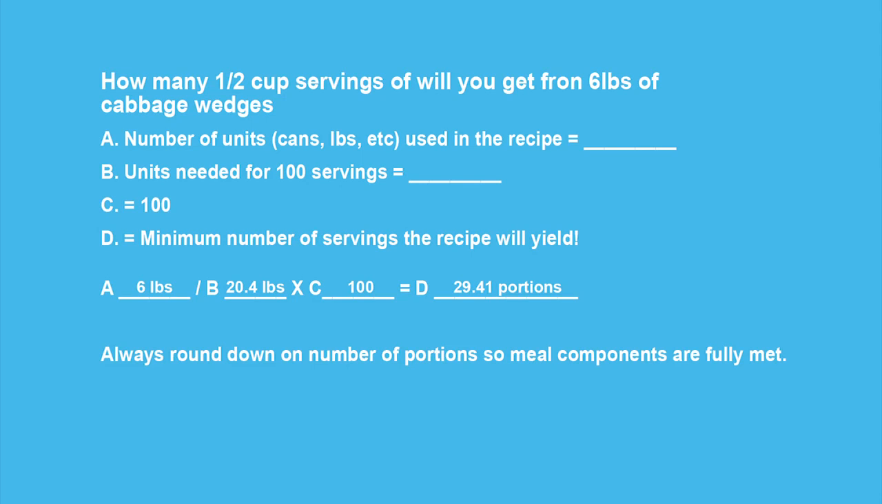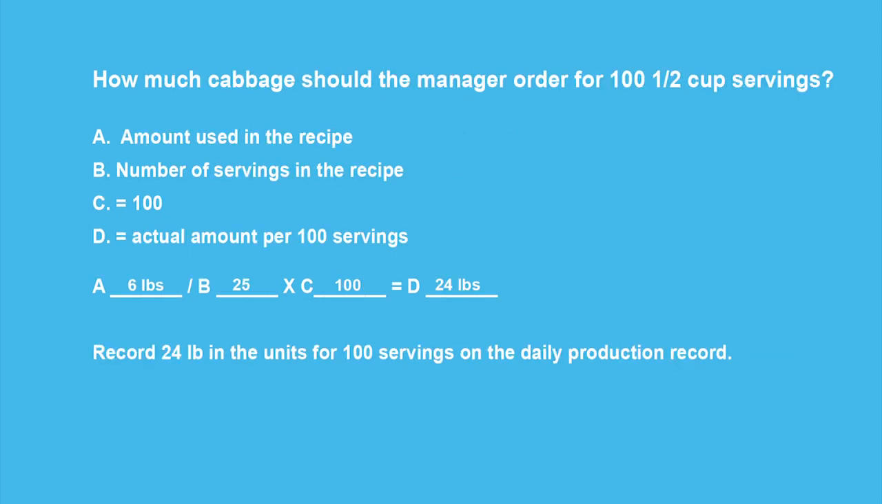6 pounds divided by 20.4 pounds times 100 equals 29.4 1/2 cup portions of other vegetable component. Remember, you always round down on the number of portions in a recipe so that the meal components are fully met. So once you scoop and yield test the recipe, you determine that you actually get 25 servings. This procedure will work for any recipe, so just fill in the blanks and perform the math.